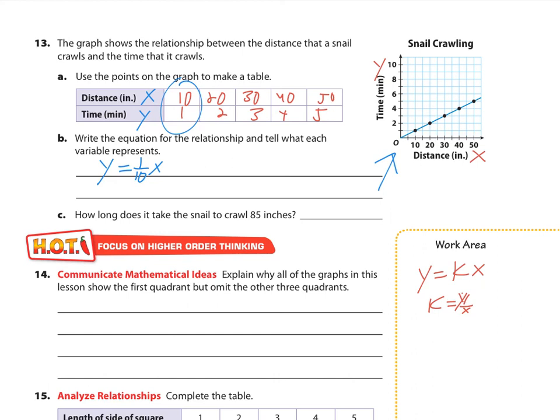Okay, so we want to know how long it would take to go 85 inches. Now 85 is our distance. That would be our x. So we would say y is equal to 1/10 or 0.1, either one is fine, times x, which we just said was 85. And if you do that in your calculator, you'll get 8.5.